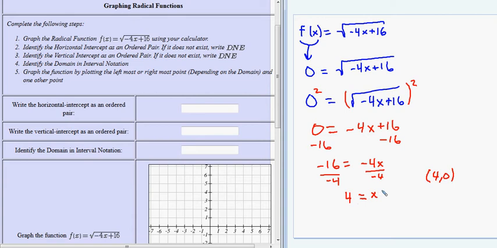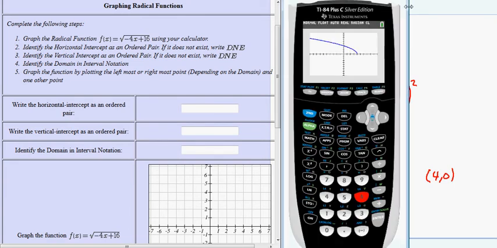If you plug in 4 as an x value, your output is going to be 0. Let me go back to the graph, and that looks like it's correct. I see the 4 tick mark there. It looks like it would be the horizontal intercept. So I'm going to type in parentheses 4, 0. Oops, shift 0 to get that right parenthesis.